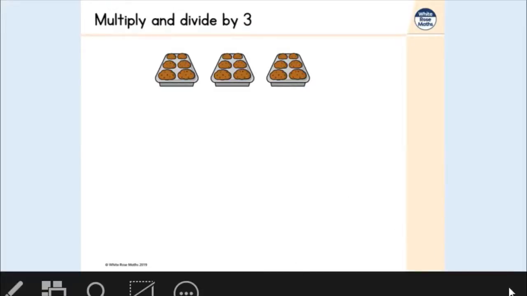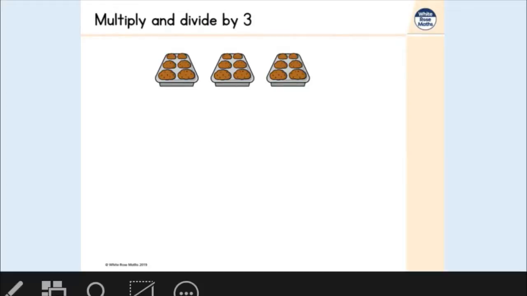Hello everybody, welcome to today's lesson. Today we're going to explore the 3 times table. We're going to look at lots of different ways of thinking about multiplying and dividing by 3. The first way, the first representation, is going to be some pictures. So what have we got here?